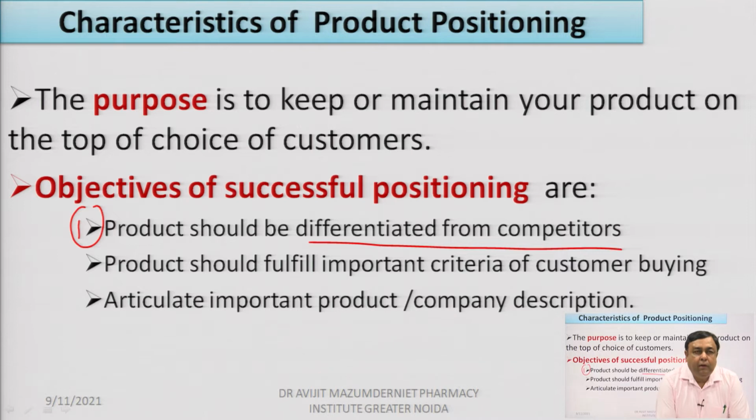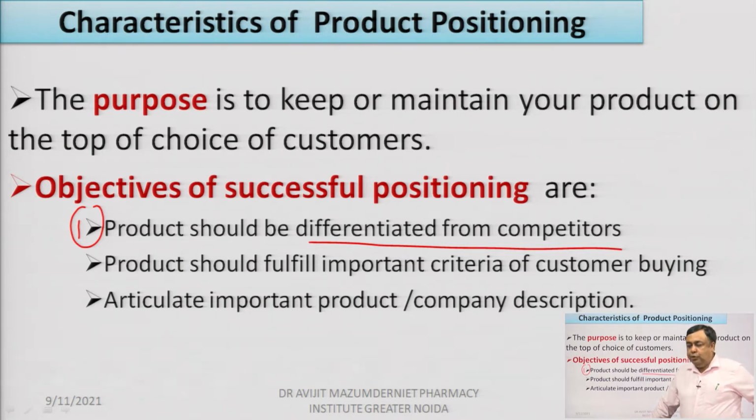The product should fulfill the important criteria of the customer buying. See, when you buy, there are certain criteria you keep in mind. What are they? They include mainly what benefits you get by paying for the product. Everybody keeps that concept in their mind. Whenever you are paying, you have certain expectations in return, and those expectations are fulfilled by the product. So, the product should fulfill the important criteria of the customer buying.